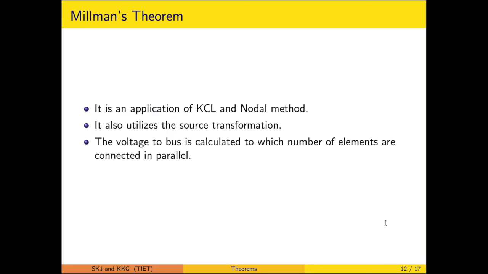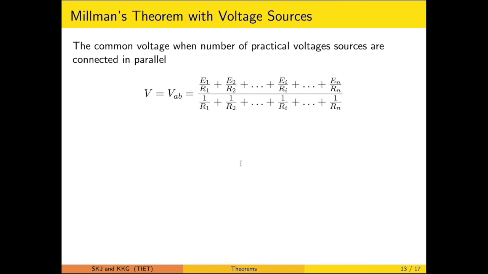Now the second theorem is the application of KCL, which is Millman's theorem. It is the application of KCL, or you can say the nodal method of analysis. It can also utilize source transformation. So a voltage source with a series resistance can be transformed to a current source and a parallel resistance, where the current value is nothing but the voltage source value upon the resistance. The purpose of this is to calculate the bus voltage to which a number of sources are connected in parallel. So that we will be seeing.